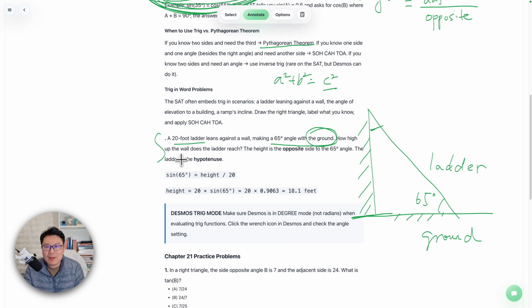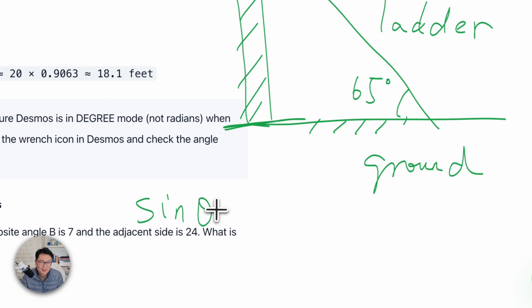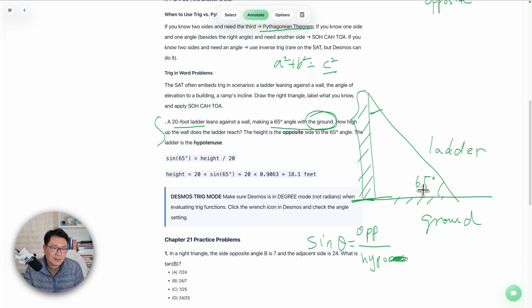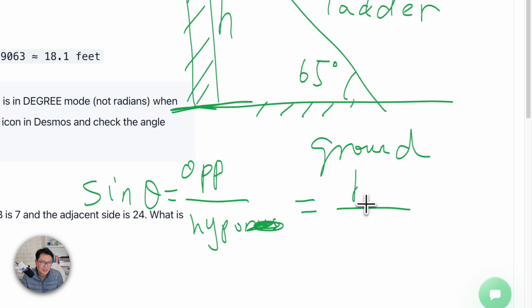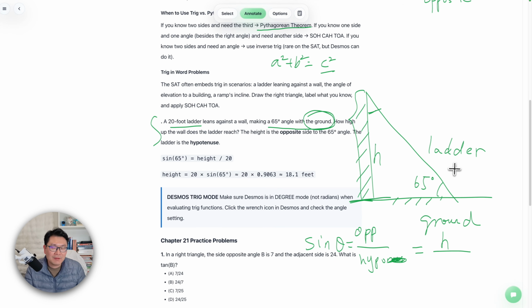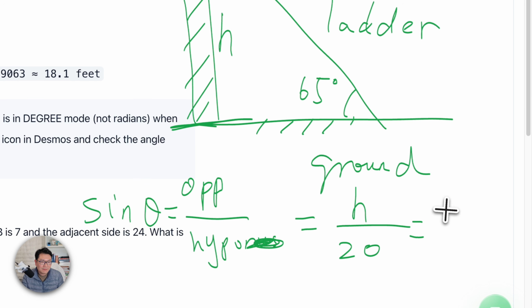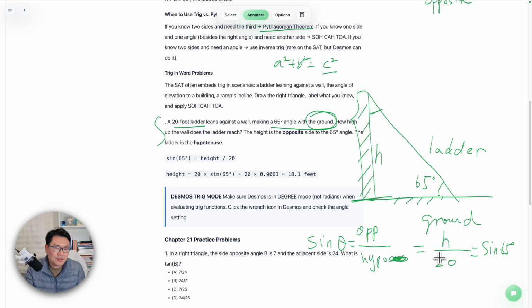And how high up the wall does the ladder reach? So we're going to find this side, right? Remember the formula: sine theta is equal to the opposite divided by the hypotenuse. Just write hypo here. The side opposite to this angle is the height, h, right? So h divided by the hypotenuse, which is the length of the ladder, 20 feet. So 20. And theta here is 65, so it's equal to sine 65. We need to find how much h is.